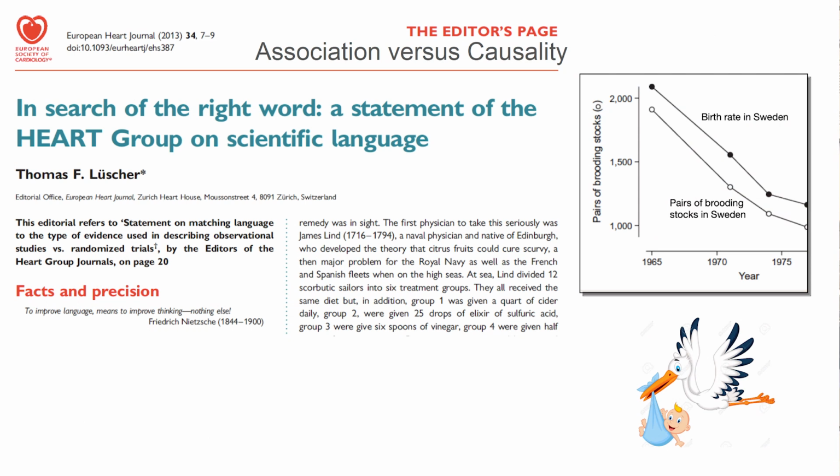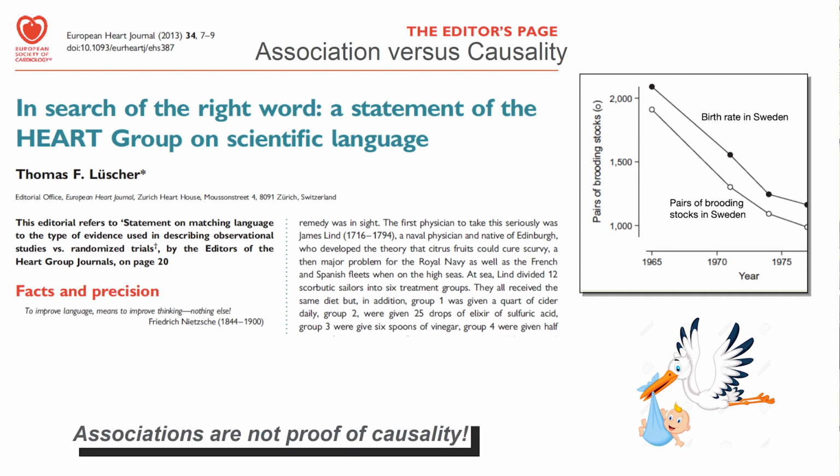So let's say that, what is the difference between an association and causality? This is a classic example of an association. This is the density of the brooding storks and the babies in Sweden. And it's highly correlated, and therefore the storks bring the babies. Would you say so? Obviously, not even the children believed that at these points. So clearly associations are not causality.